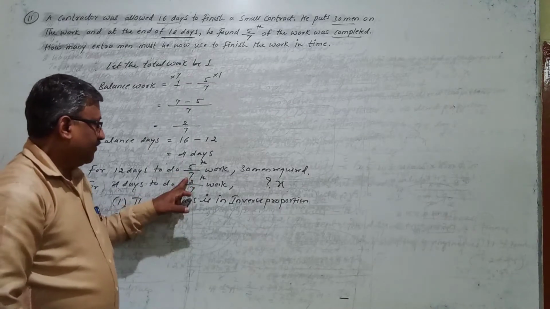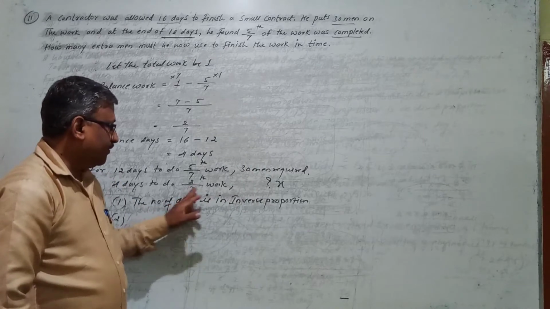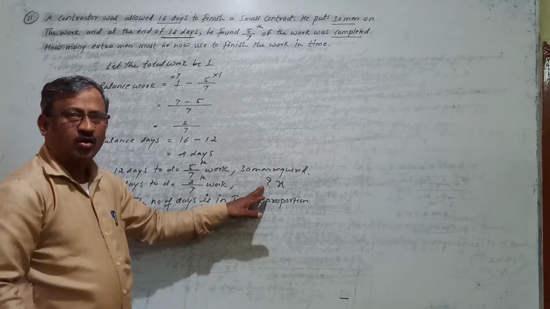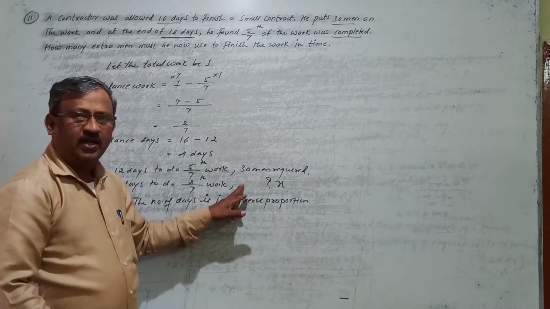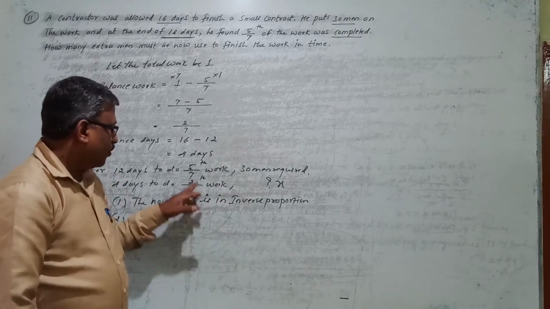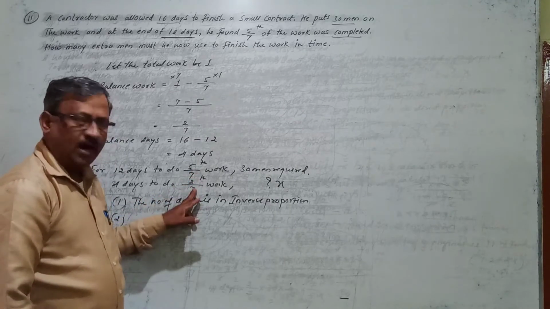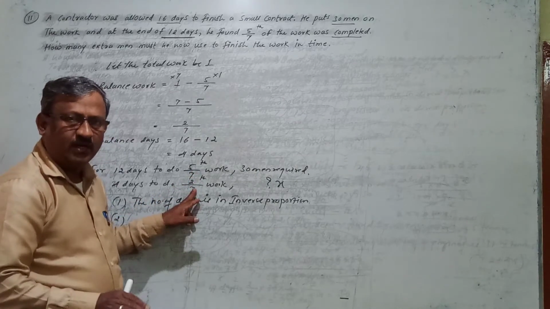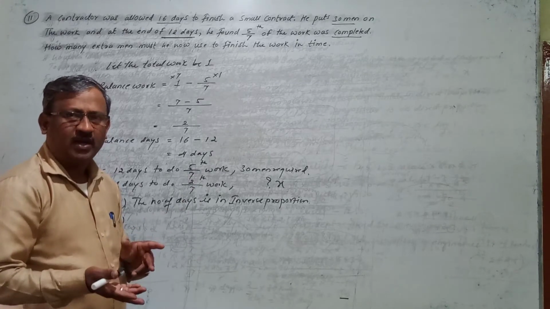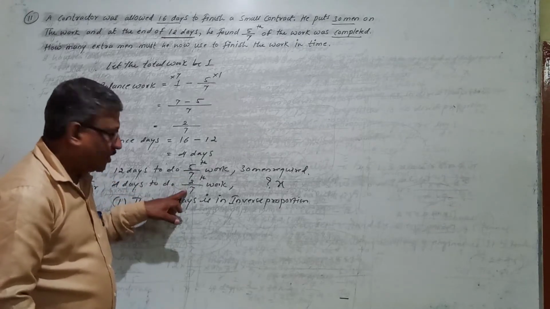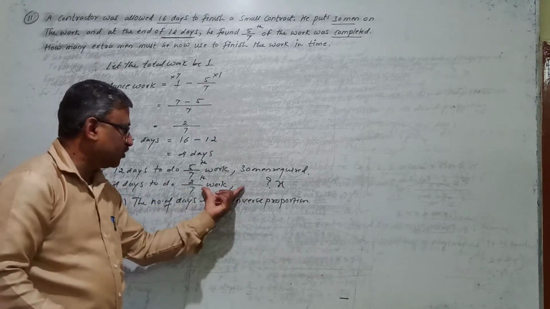To do 5/7 work, how many men are required? 30 men are required. So to do 2/7 work, how many men are required? More or less? To do this 2/7 work, definitely fewer men are required, because this work is less than this work. 5/7 work is more and 2/7 work is less, right? So to do less work, fewer men are required, and to do more work, more men are required. As the work decreases, the number of men required also decreases. So here both are decreasing.